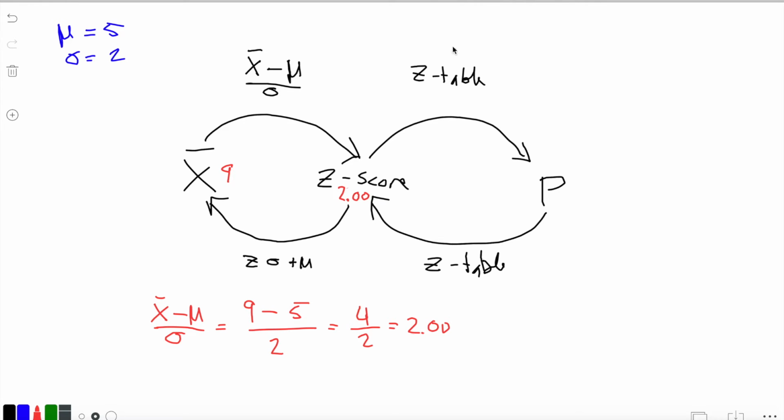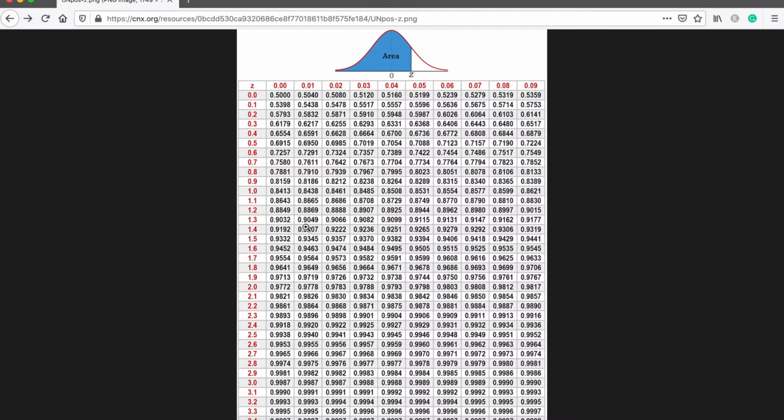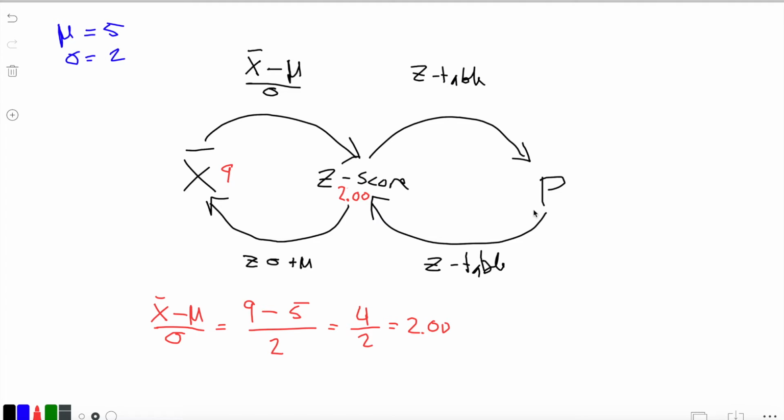Now what we're going to do is use our z-table to find our p-value. So our z-score was 2.00, so we're going to find 2.00. And that corresponds to our p-value of 0.9772. So let's write that in here. Our p-value is 0.9772. And there we go. That's moving from our mean to our z-score to our p-value. But of course, we can move backwards as well, from our p-value to our z-score to our mean.